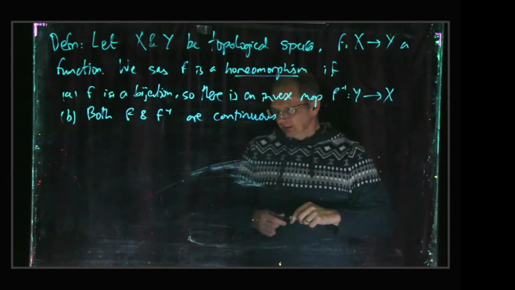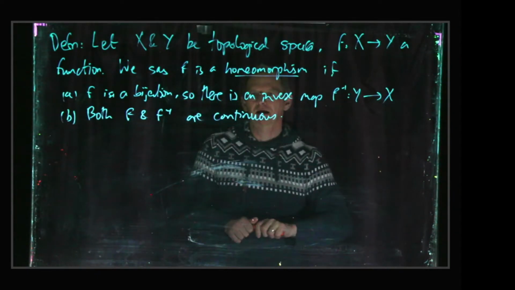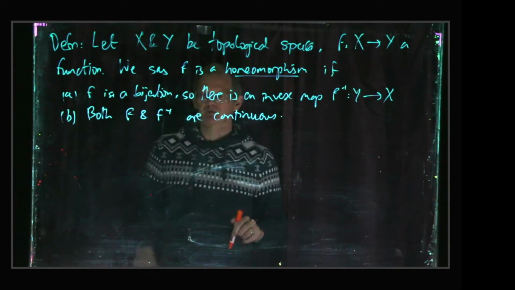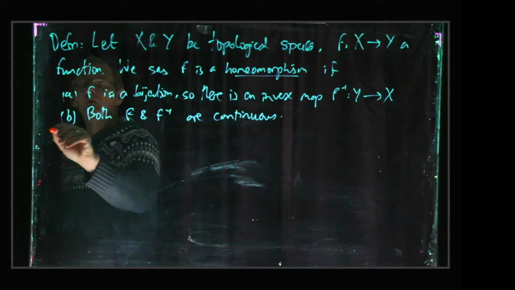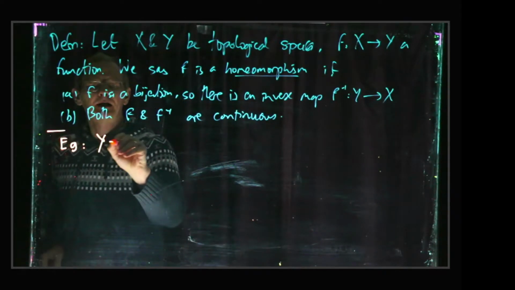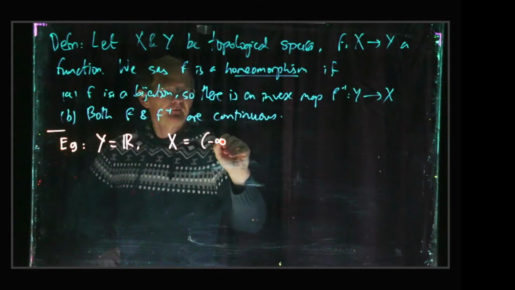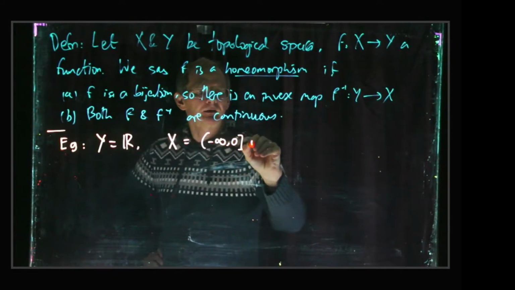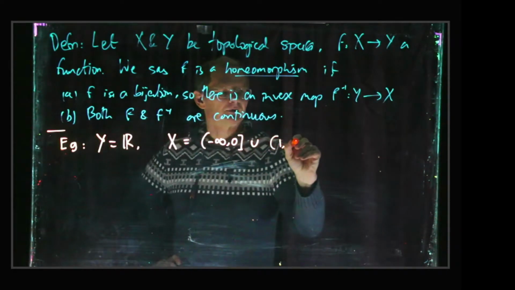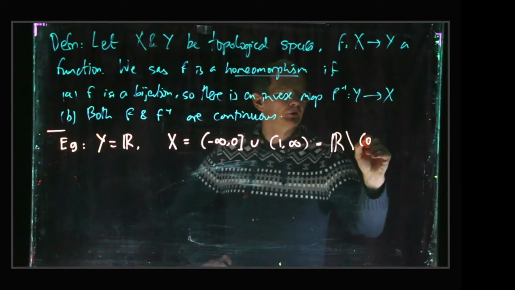Okay, so the key point here is that in the second condition, b, we really do need to specify that both f and f inverse are continuous. If just f is continuous, it doesn't automatically follow that f inverse is continuous as well. So let's give a very basic example to illustrate that. Here, we're going to take Y just to be the real line, but X is going to be part of the real line, consisting of the union of the interval from -infinity to 0, closed at 0, union with the interval from 1 to infinity. Or, in other words, this is just R, except we remove the interval from 0 to 1.